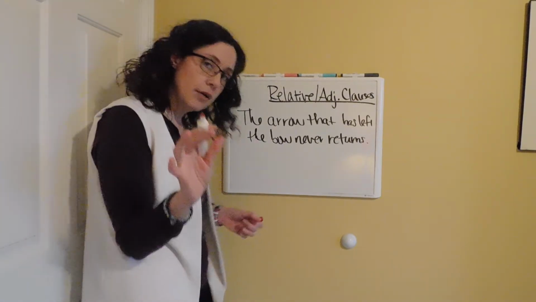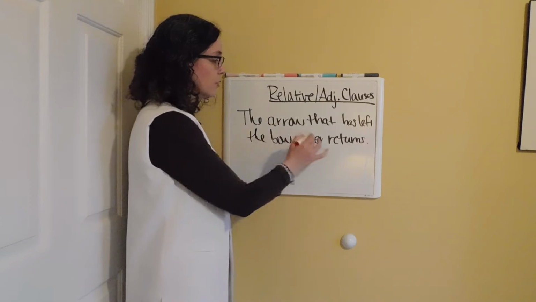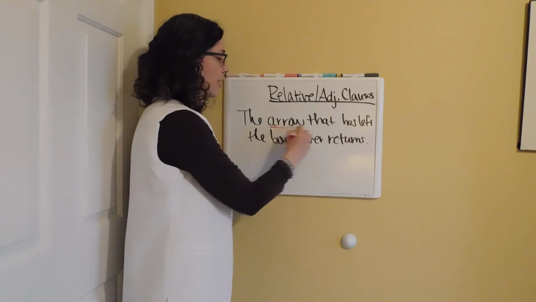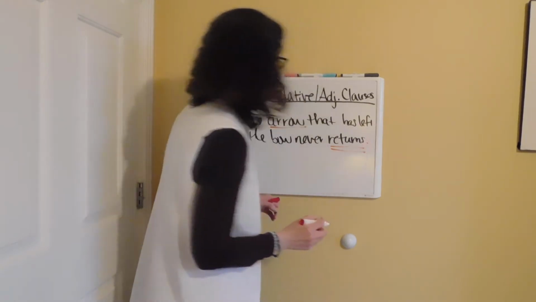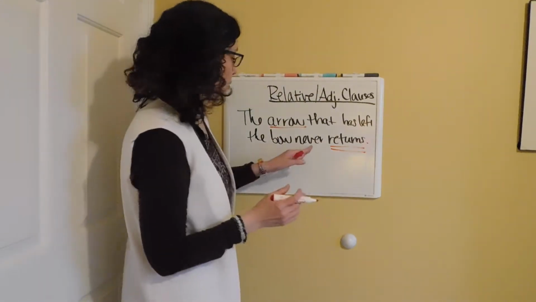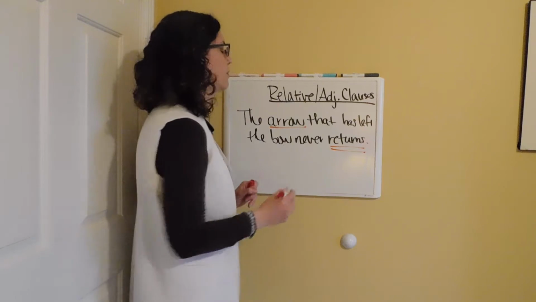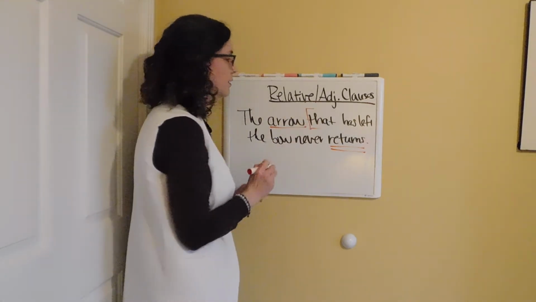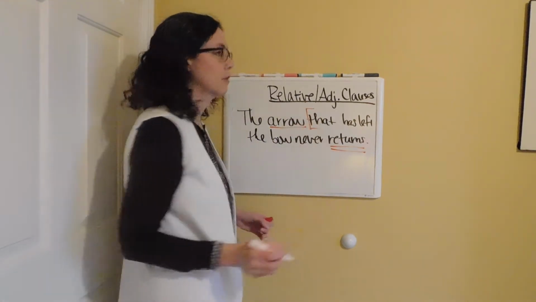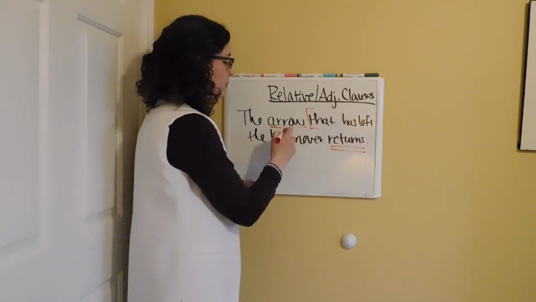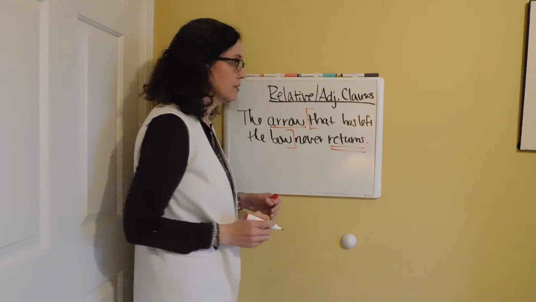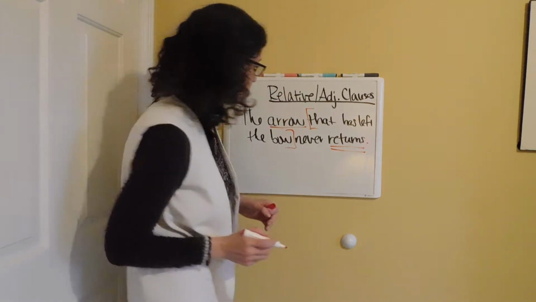So the main clause of the sentence is, the arrow never returns. So arrow is the subject, and returns is the verb. There's your main clause. You have an adverb here, never, that goes with it. But right in the middle of that is a relative clause. Which arrow? Which arrow never returns? The one that has left the bow. So there's your relative clause that is an adjectival.